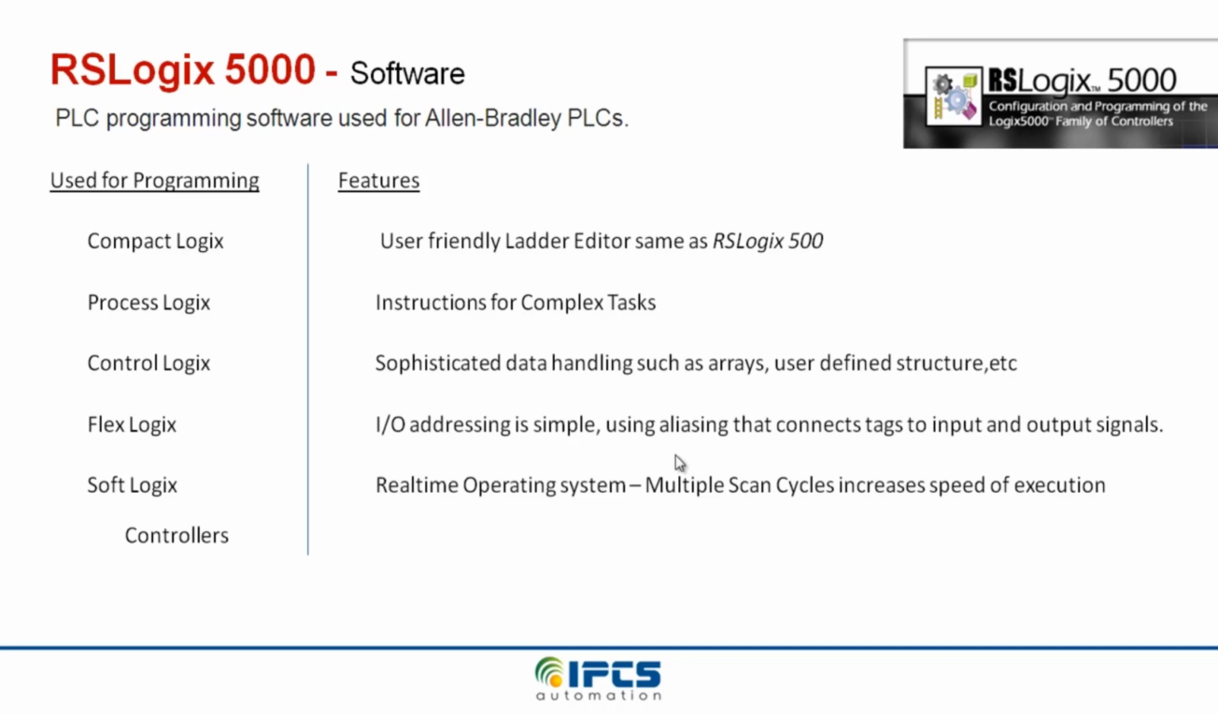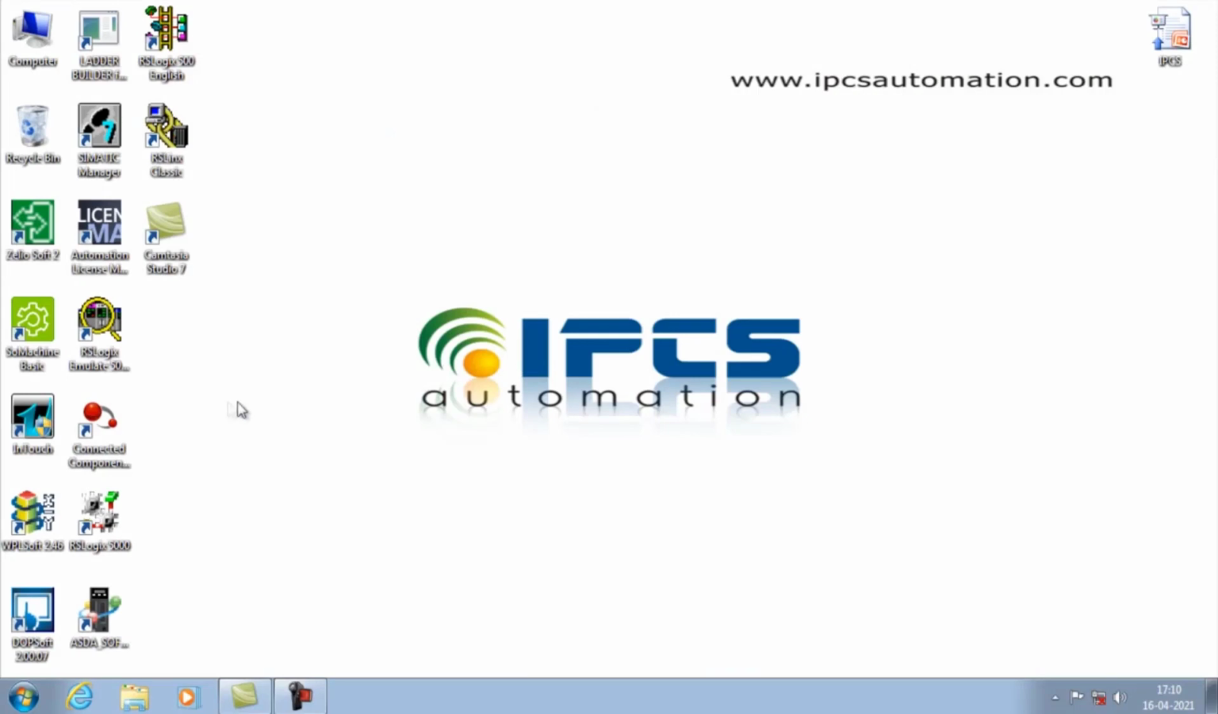Instructions are available for handling complex tasks. Many data types like arrays and structures can be defined and used in the program. IO addressing is connecting an internal tag to the IO device. The real-time operating system can be programmed with multiple scan cycles. We are going to work with RSLogix 5000.